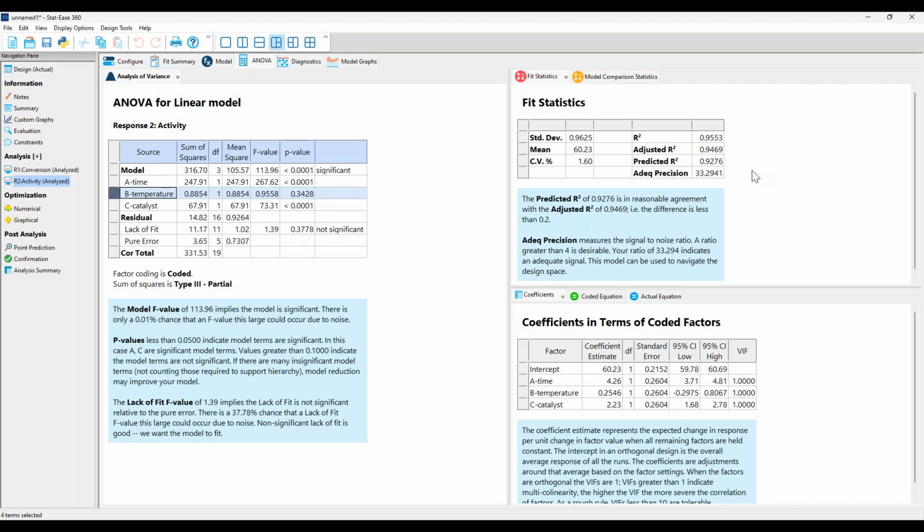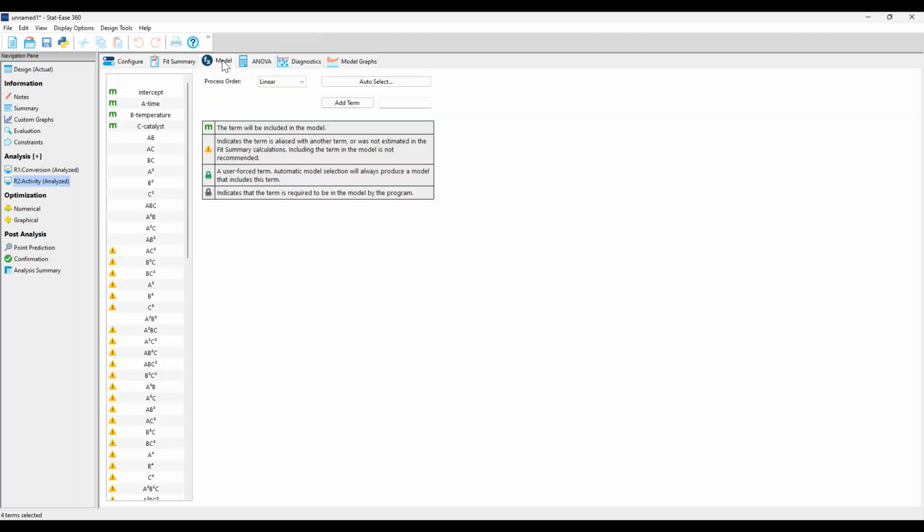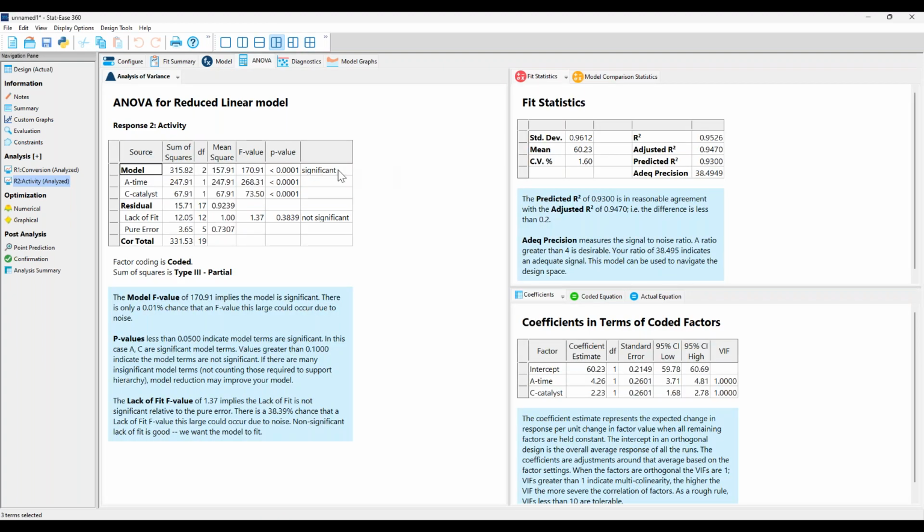I want to take a look at the predictive capability of this model. It's 0.9276, my predicted R squared. The predicted R squared helps us understand how good this model would be at making predictions for future cases, for new data that I would be collecting. So this particular term, temperature, might not be statistically significant. So what happens if I take it out of the model? I'm going to double click it and remove it from the model. I still have a significant model, not a significant lack of fit. The predicted R-squared, instead of 0.927, is now 0.93.